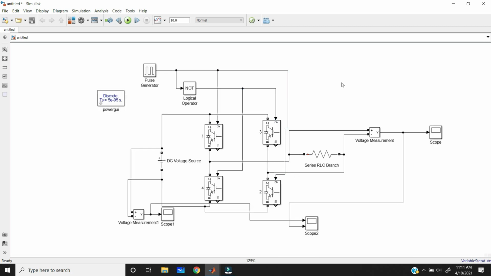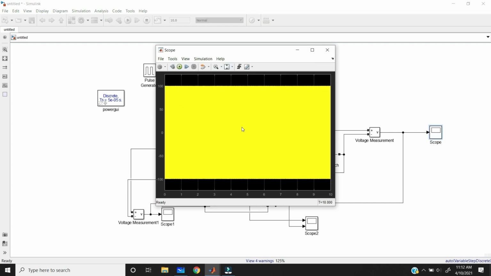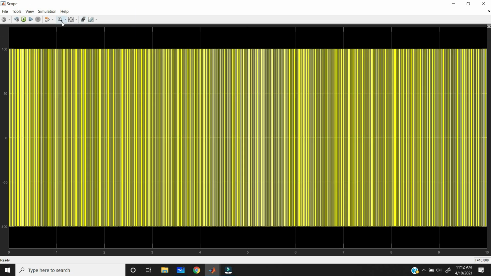Okay, now run your circuit. Now to see the output, open the scope, this one. This is the output we are getting. If you want to zoom this one, zoom the x-axis.